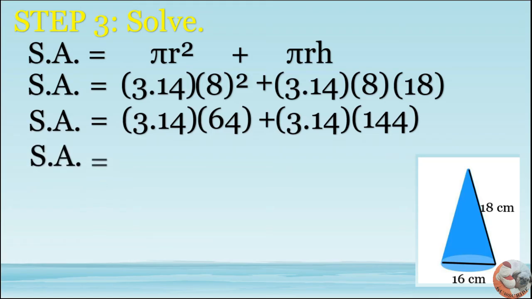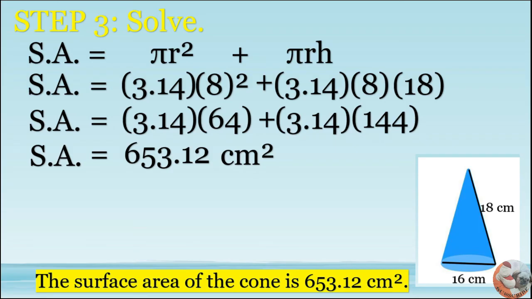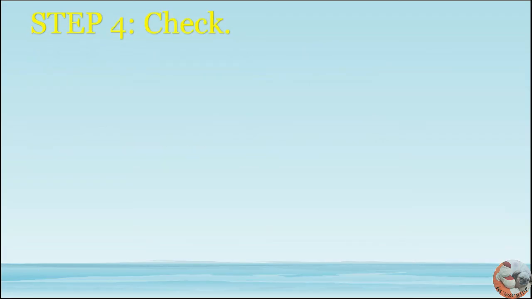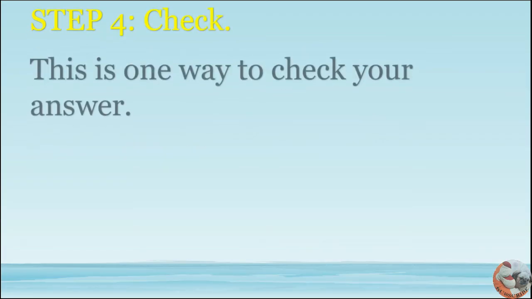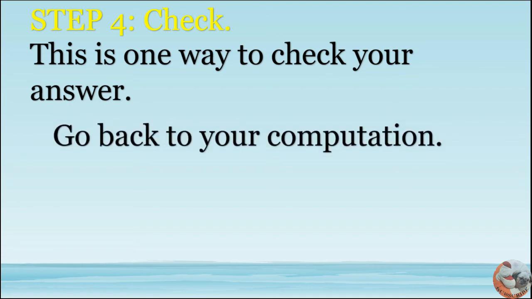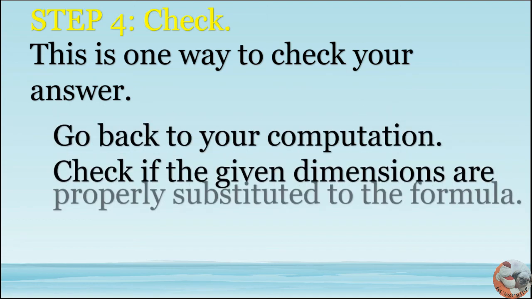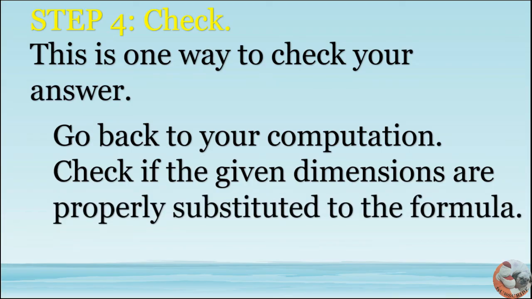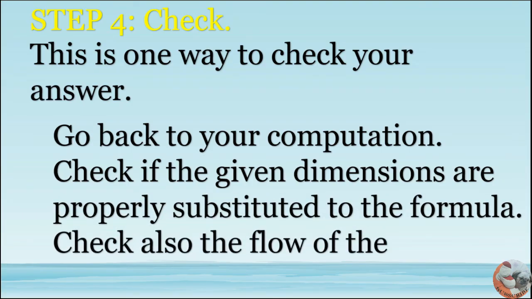Surface area is equal to 653.12 square centimeters. Therefore, the surface area of the cone is 653.12 square centimeters. Step 4. Check. This is one way to check your answer. Go back to your computation. Check if the given dimensions are properly substituted to the formula. Check also the flow of the computation.